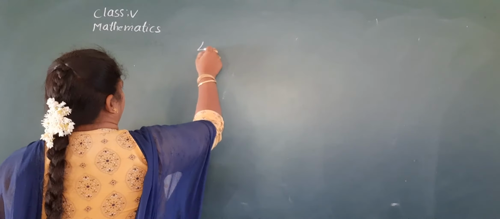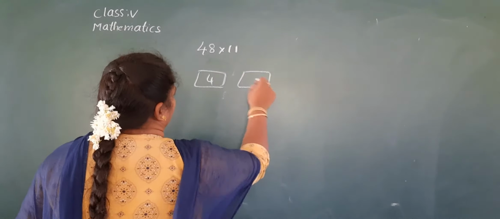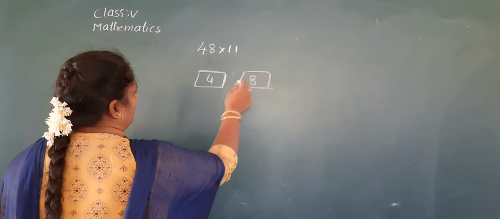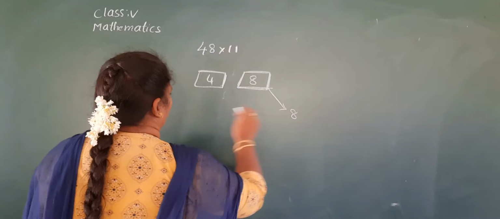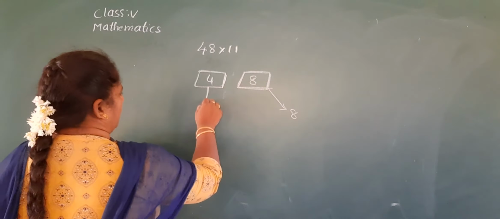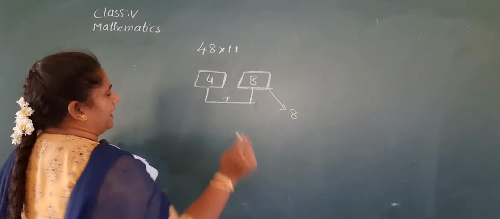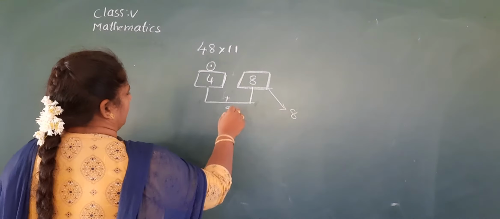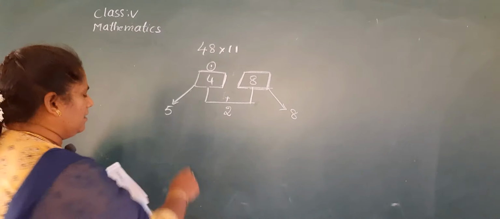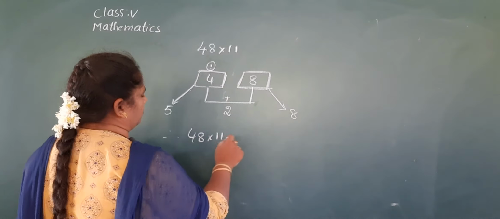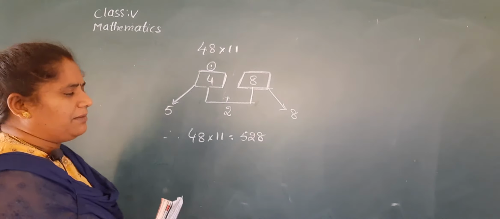How to multiply 48 into 11? We write 48 in two boxes, 4 in one box and 8 in another box. Now we write this 8 in the ones place, and then add 4 and 8, which gives 12. One is carried to this place and we write 2 here. Then 1 plus 4 is 5. So the answer is 528. Therefore 48 into 11 equals 528.